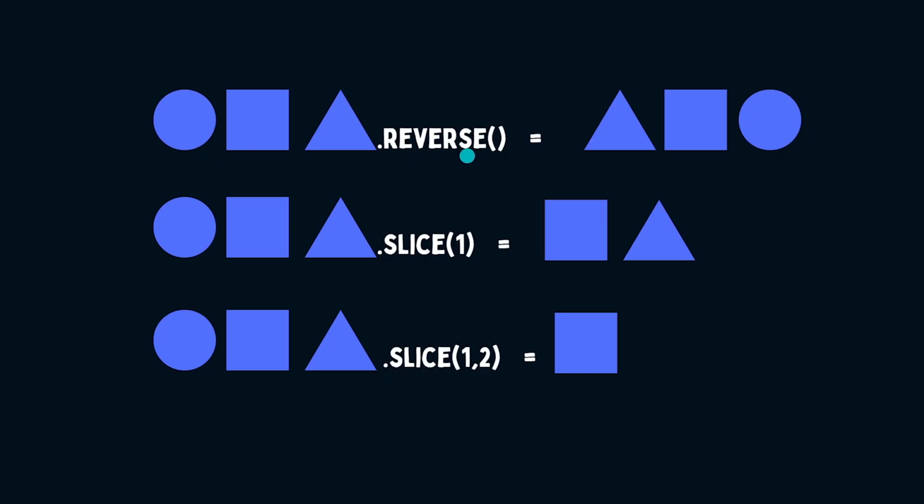So here we have the reverse operation, and here we have the slice operation. Here we only have a single parameter, which is the start index. So the selected array will have the elements starting from the index 1 all the way up to the end. If you provide both start and end index, the elements in between these two indices will be selected, excluding the element at the end index.